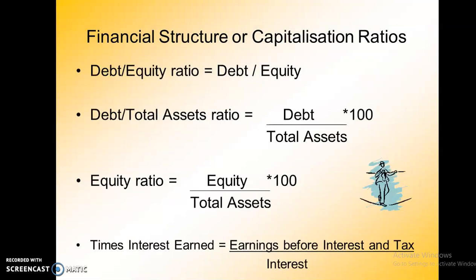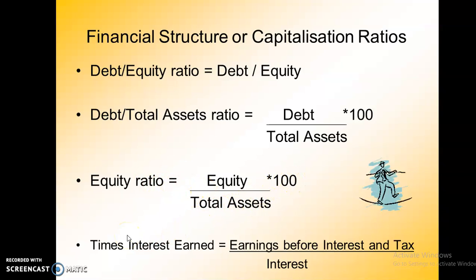So what's the formula for that? Debt divided by equity. There is one more ratio that tells about the financial structure, that's known as debt to total asset ratio: debt divided by total asset into 100. And the next one is equity ratio: equity divided by total asset into 100.